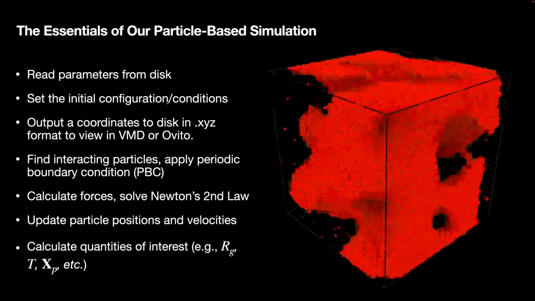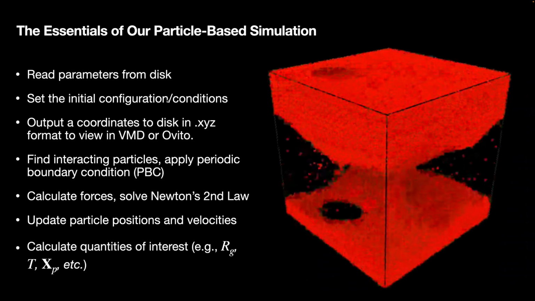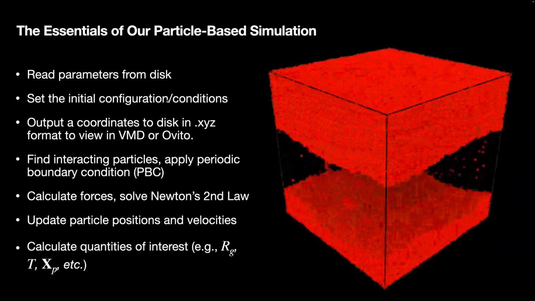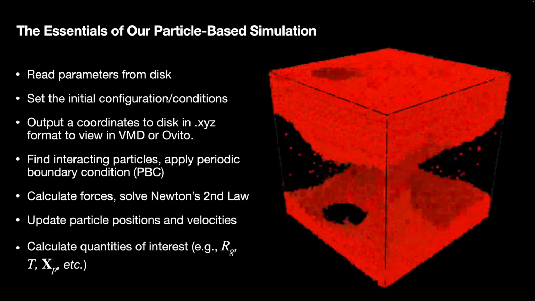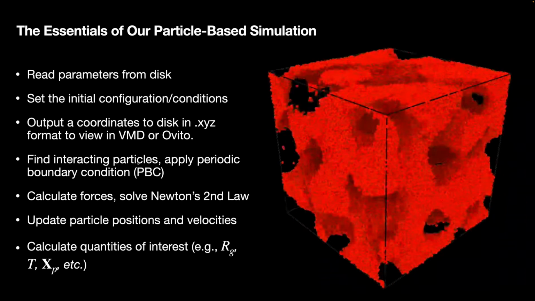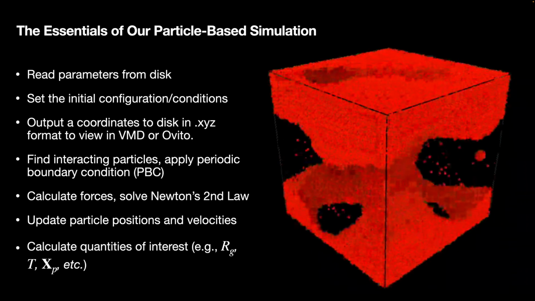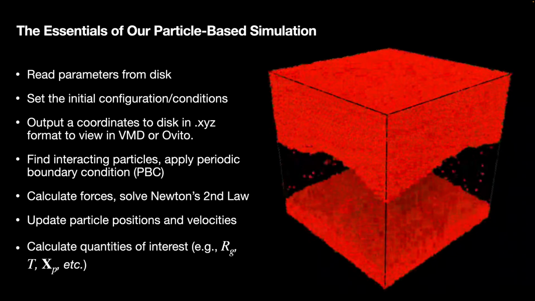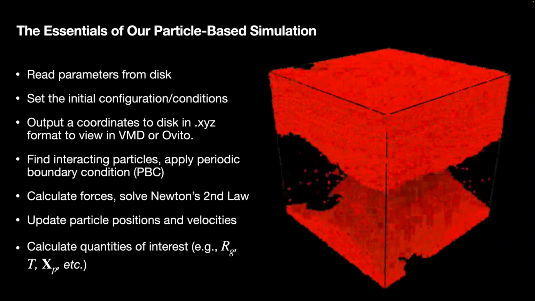We want to set the initial configuration of the system and the initial conditions, right? What is the temperature? What are the velocities of the particles? Where are the particles, etc. We would like to be able to generate a nice movie or image of what's going on in the simulation. The data is important, but sometimes it's also helpful to be able to visualize it, right?